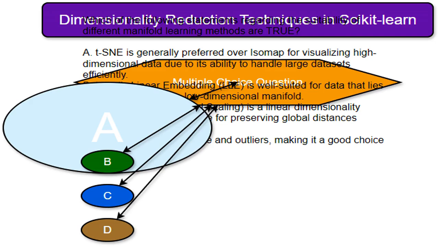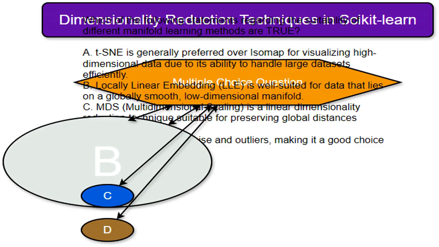This statement says locally linear embedding, LLE, works well for data that lies on a smoothly curving low-dimensional surface within a higher dimensional space. I found this to be true. LLE is indeed well suited for data with this specific characteristic, relying on locally linear relationships.